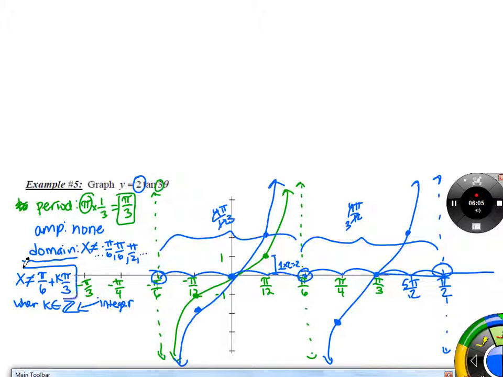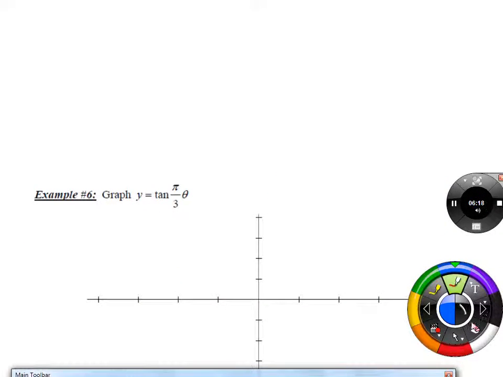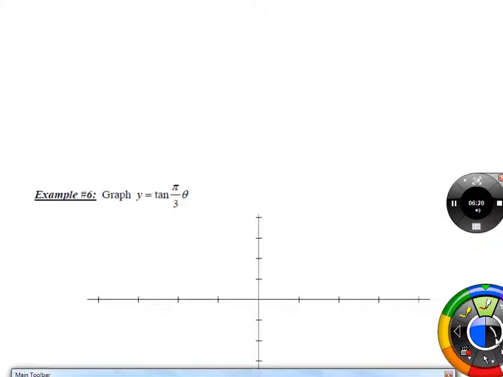So we're going to write equations like this for our domain. And then the range for the tangent function is going to be all real numbers. We're going to look at one more example. So here's an example. Again, we're going to start with the period. Now this one just has a period adjustment.